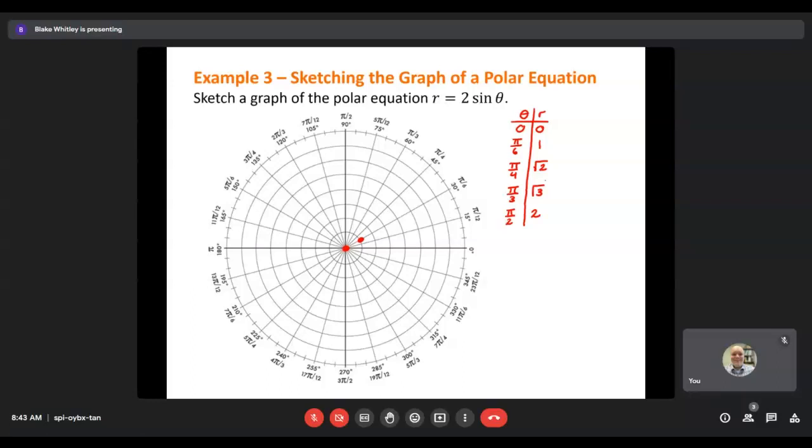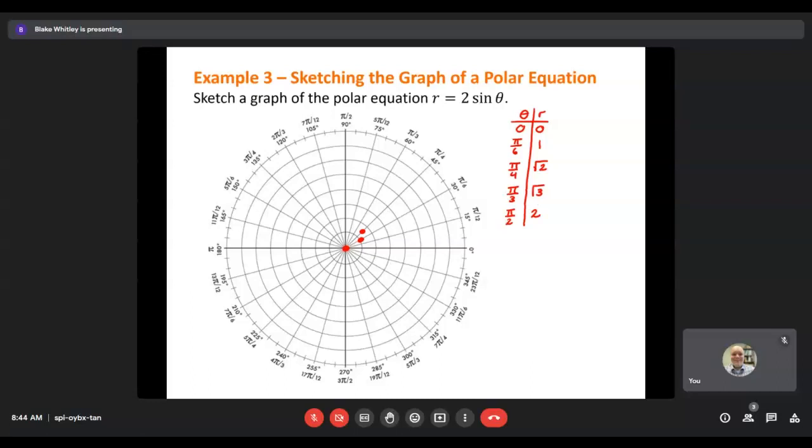Next, we have pi over 4, square root of 2. So we're going to have to approximate this one for our radius, right? Square root of 2 is somewhere between 1 and 2, closer to the 1. And then we're going to go around to pi over 4. So that's going to give us a point right here.